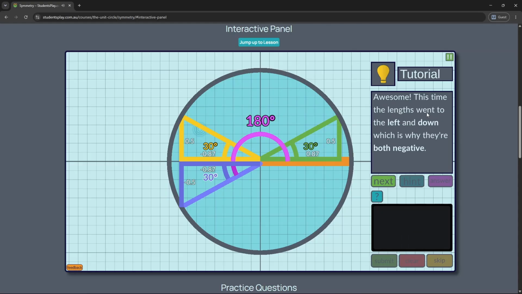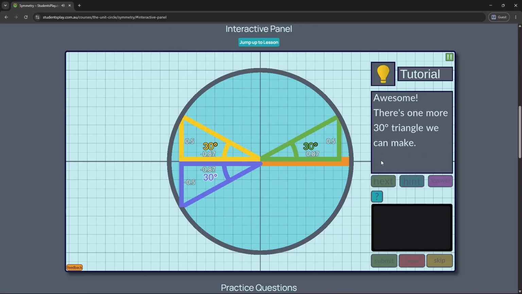Awesome. This time the lengths went to the left and down, which is why they're both negative. This one went left, which is negative, but then it went up, which is positive, so we had a mixture there. But this one, they're to the left, which is negative, and down, which is negative, so they're both negative. There's one more 30-degree triangle we can make, which would be down here.